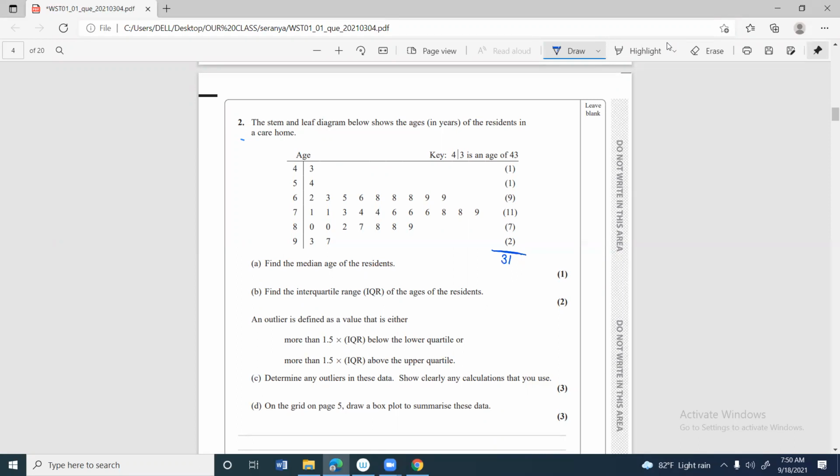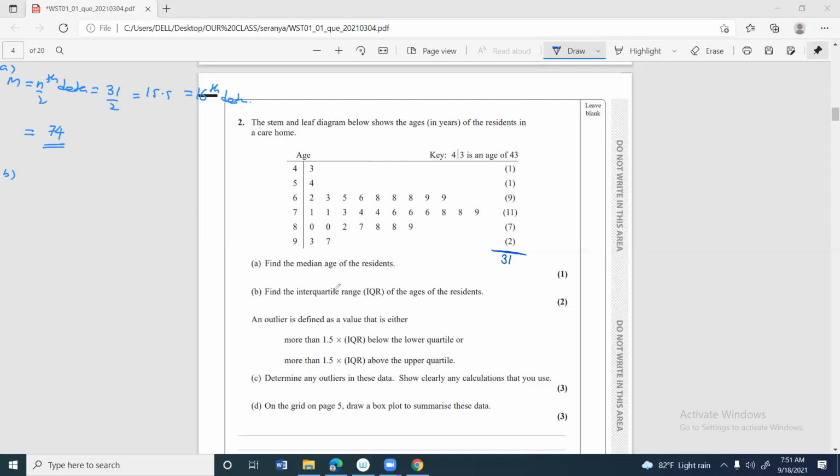Then find the median age of the residents. If you want to find the median, we know it is n divided by 2. It is 31 divided by 2, which turns out to be 15.5. So we want the 16th data value. What is the 16th data value? That is what we need to understand. Counting 1, 2, then 11, 12, 13, 14, 15, 16, it turns out 74 is the median age. So that's the answer for part A.